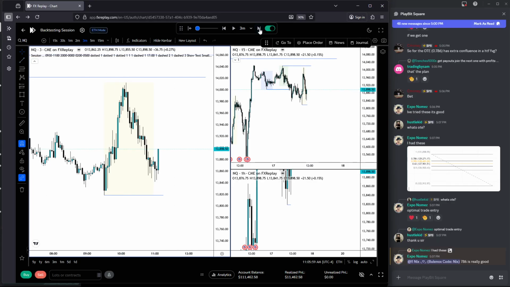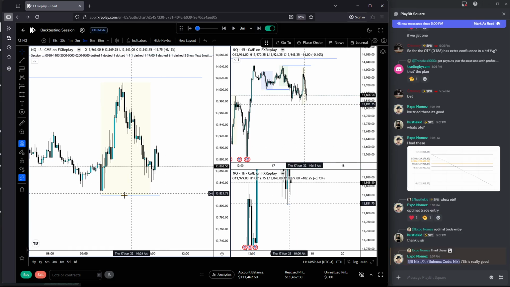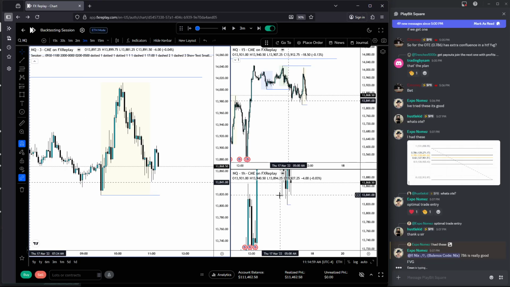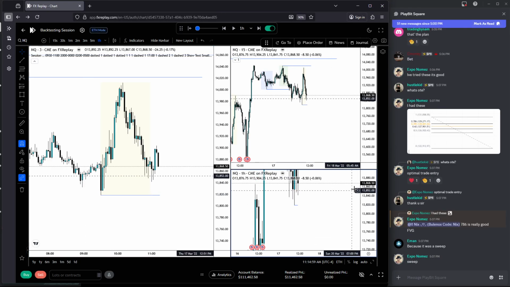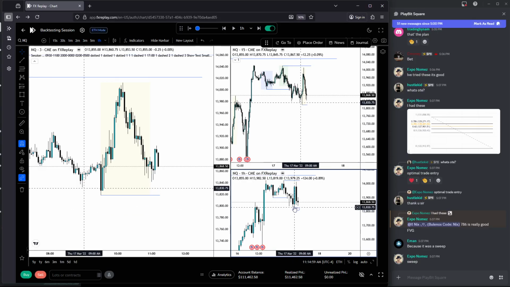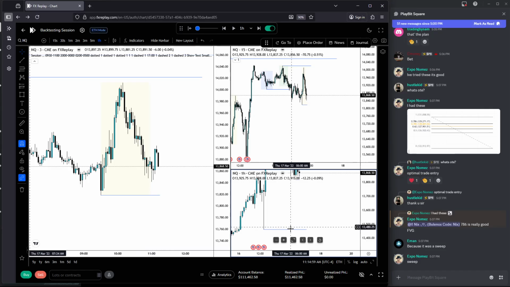To be honest, that shouldn't sweep because that's a protected low now. If that sweeps, why is it a protected low, guys? Why is this one a protected low? Tell me. Because this low, essentially, swept all of these lows inside this gap. So if this low gets swept now, after this momentum, price is going to go all the way down here.